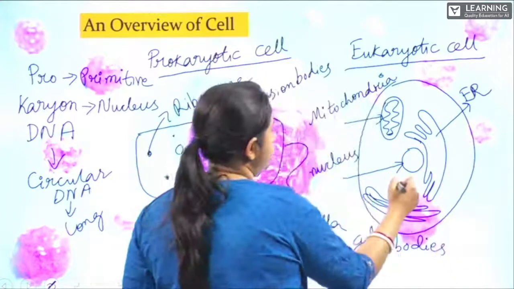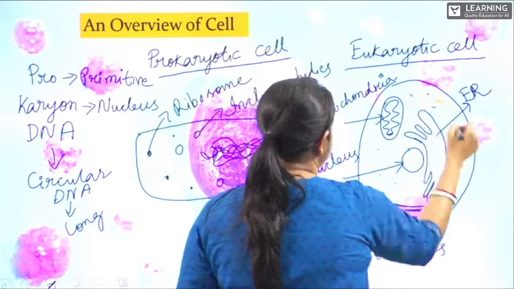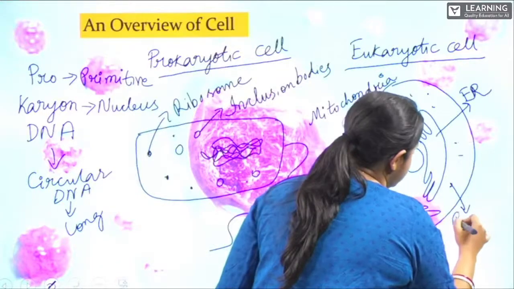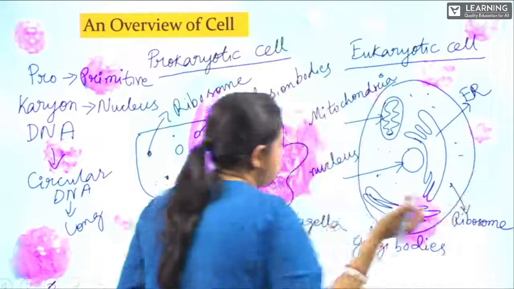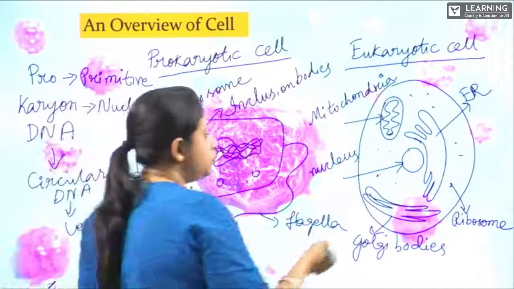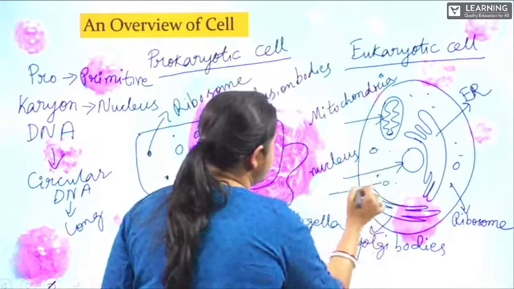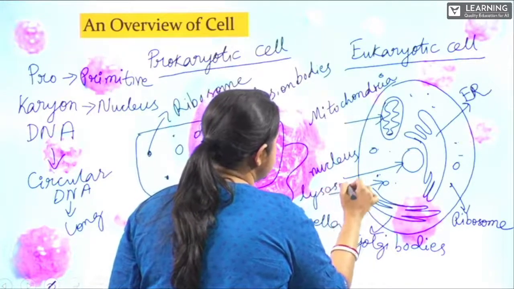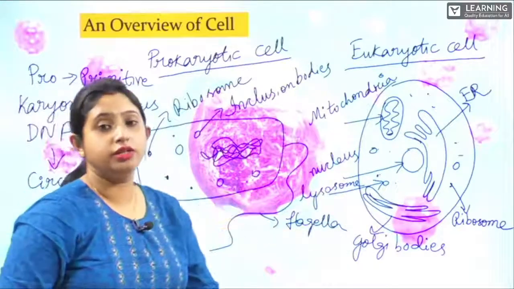Then they have the ribosomes. So they have ribosomes too. They also have lysosomes, like this structure you will find. These are also known as suicidal bags. So they have all the cell organelles present in them.